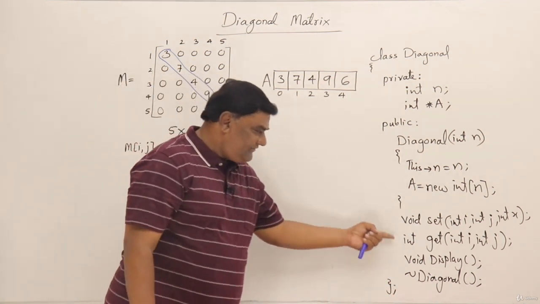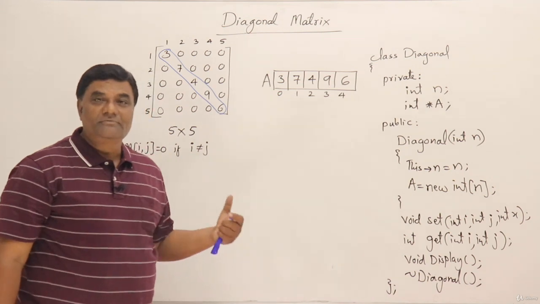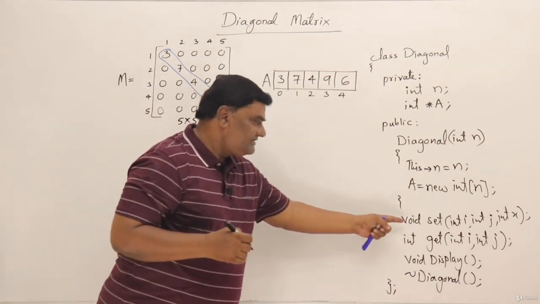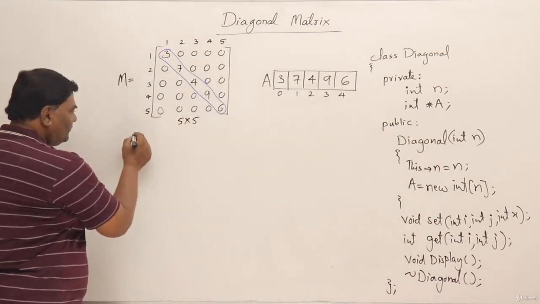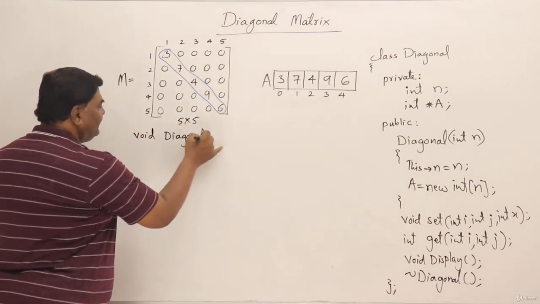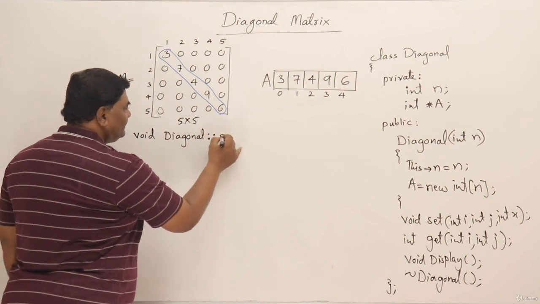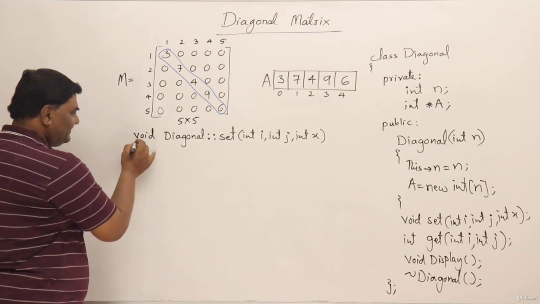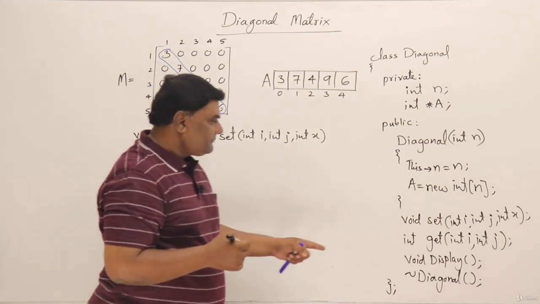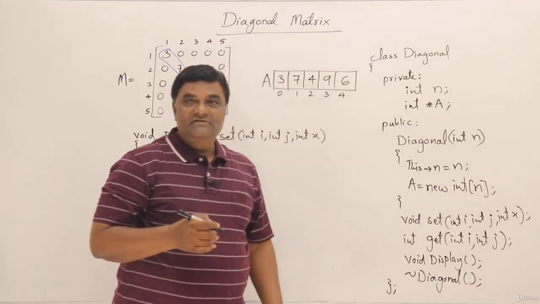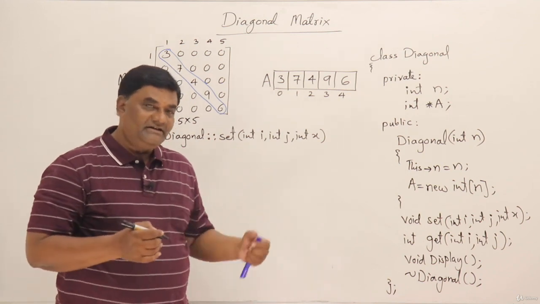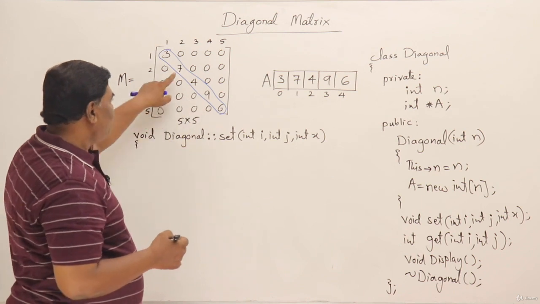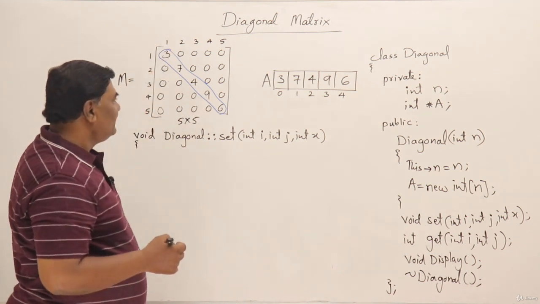Next I will implement these functions outside the class using scope resolution. So here I will write those functions. The first function is set. So void, class name diagonal, set, 3 parameters i, j and x. Then what is it supposed to do? When 3 parameters are given, row number, column number and the element. So if I am giving, suppose, 9, I will be giving 4, 4 and 9. If I am giving 7, then 2, 2, 7.